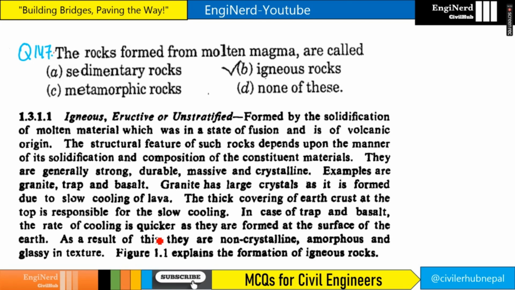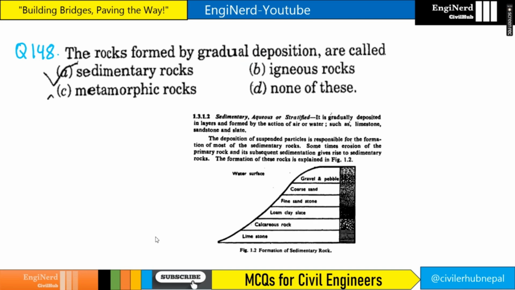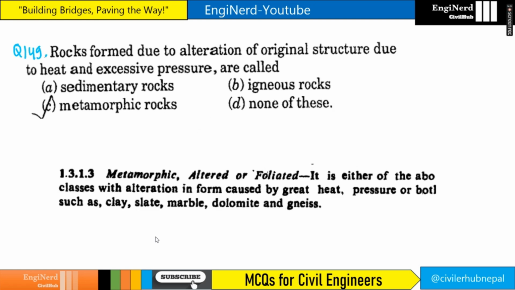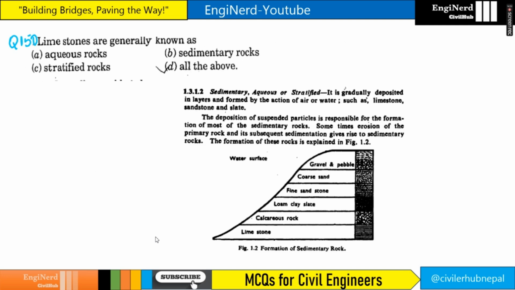Question number 147, the rocks formed from molten magma are called what? Obviously igneous rock, right? And question number 148, the rocks formed by deposition are called sedimentary or aqueous or stratified rocks. The rocks formed due to alteration of original structure due to heat and excessive pressure are called metamorphic rock, right? Limestones are generally known as aqueous, sedimentary or stratified rocks. If you see here, you can get the answer, right? So the answer is all of the above.